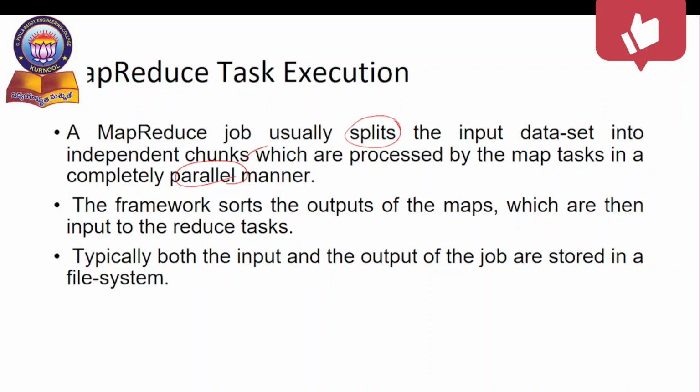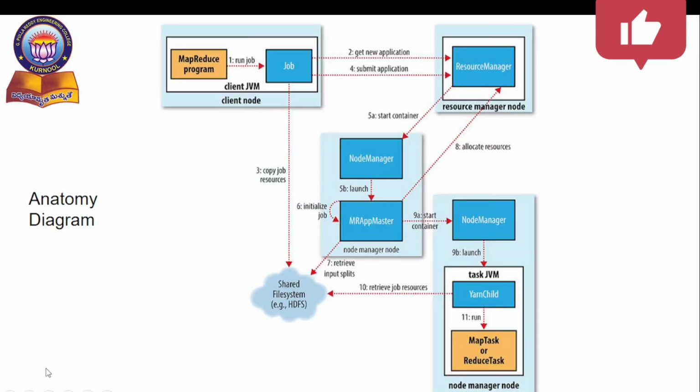The next thing is, typically both the input and output of the job are stored in a file system. So that depends. A mapper stores the data into local disk, whereas a reducer stores the data into HDFS. So both are different file systems where the data will be stored. This is an anatomy diagram which we can see to understand how exactly the MapReduce program works.